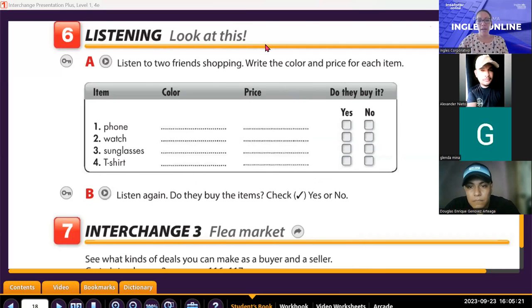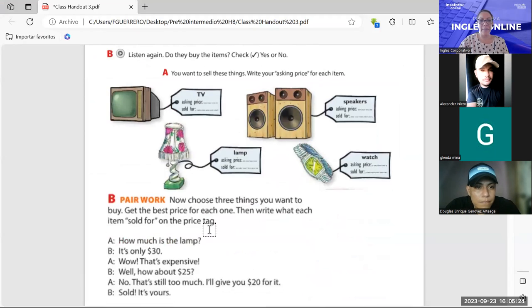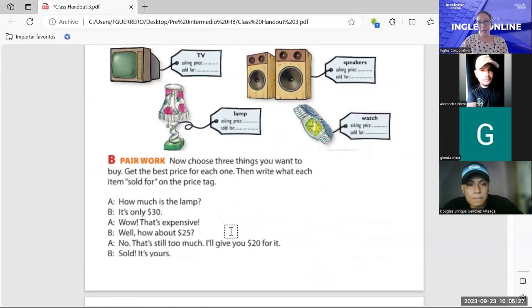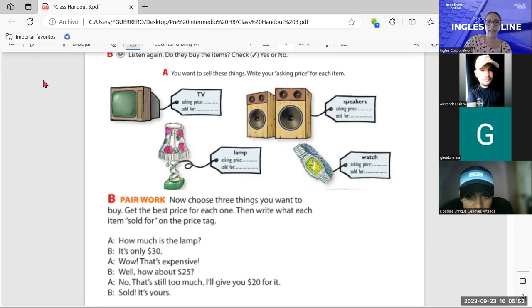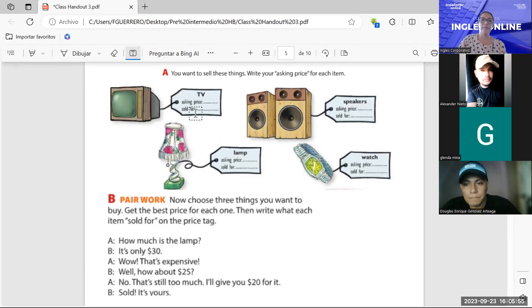Okay, now for the next exercise, we have this flea market. And we're going to do a similar role play to the ones that we did before. We're going to assign prices to these items: the TV, the lamp, the speakers, and the watch. Let's imagine that you want to sell these things, so you have an asking price. Write the asking price here. Vamos a asignarles un precio a cada cosa.